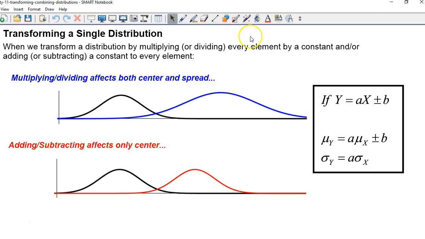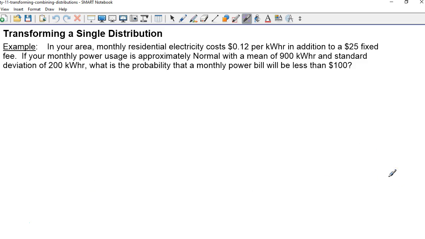If you have a distribution y, which is formed by taking an initial distribution and multiplying by a and adding or subtracting b, then the mean will be the multiplication of a plus or minus the shift, but the standard deviation will only include the multiplication effect and not the shift. Okay, so that's an important idea. Let's see an example that puts this to use.